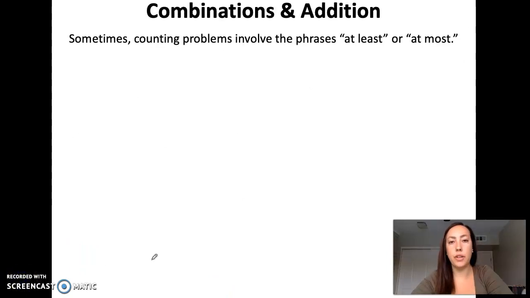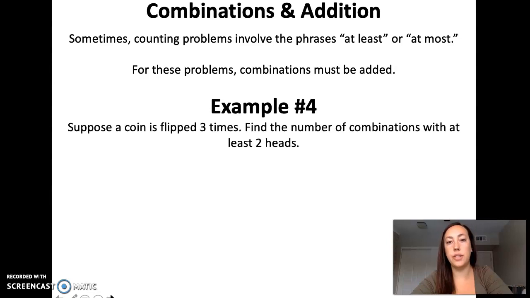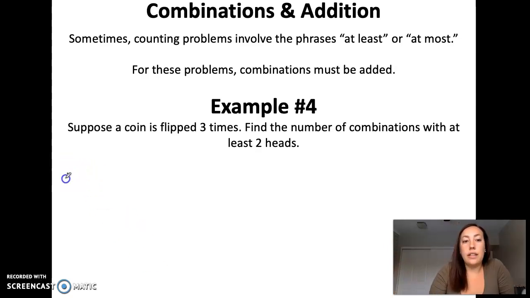Sometimes when we're doing these counting problems or probability problems, the question will have phrases such as at least or at most. For these problems, you're going to have to add different combinations together. So let's do an example. Suppose a coin is flipped 3 times. Find the number of combinations with at least 2 heads. So at least 2.